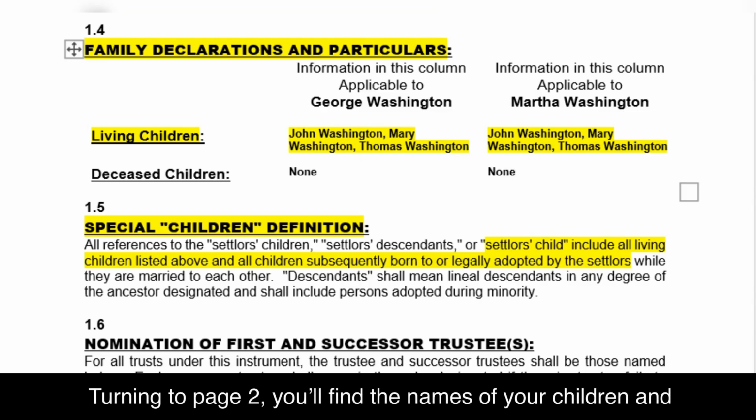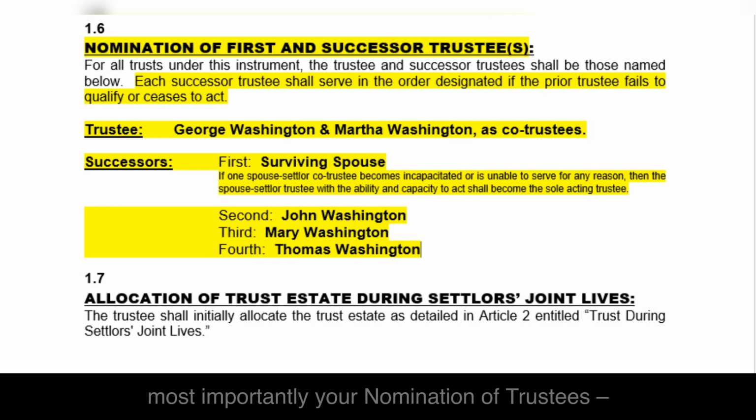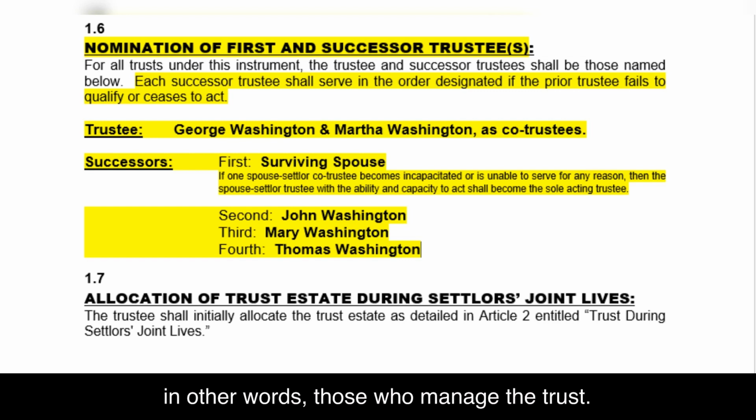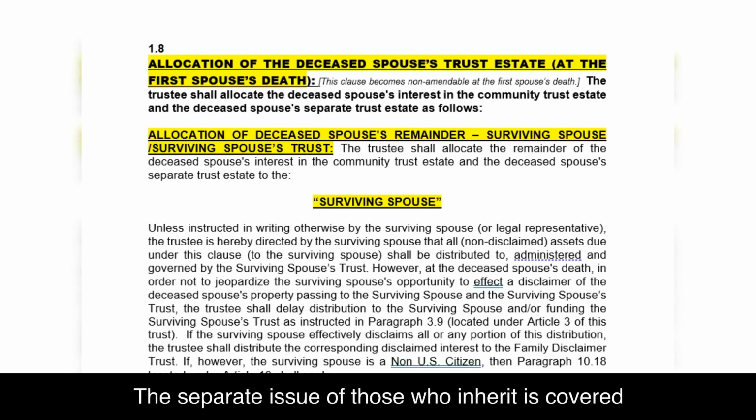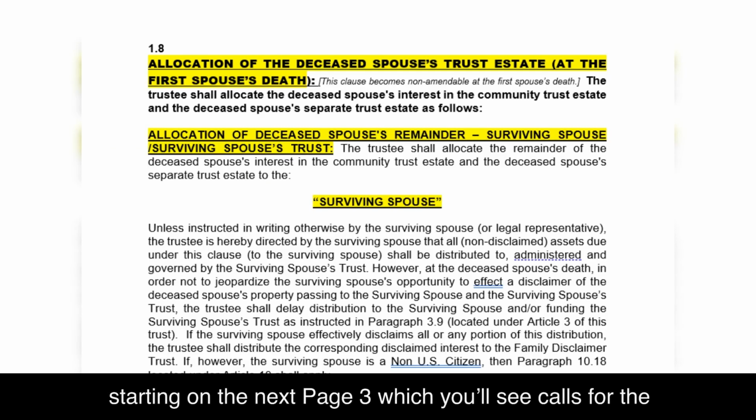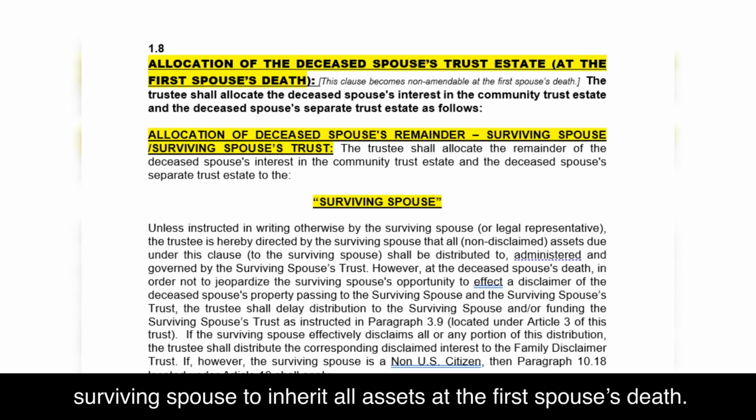Turning to page 2, you'll find the names of your children, and most importantly, your nomination of trustees. In other words, those who manage the trust. The separate issue of those who inherit is covered starting on the next page 3, which you'll see calls for the surviving spouse to inherit all assets at the first spouse's death.